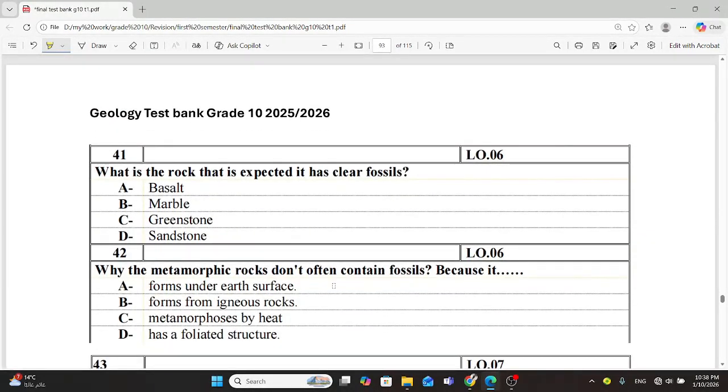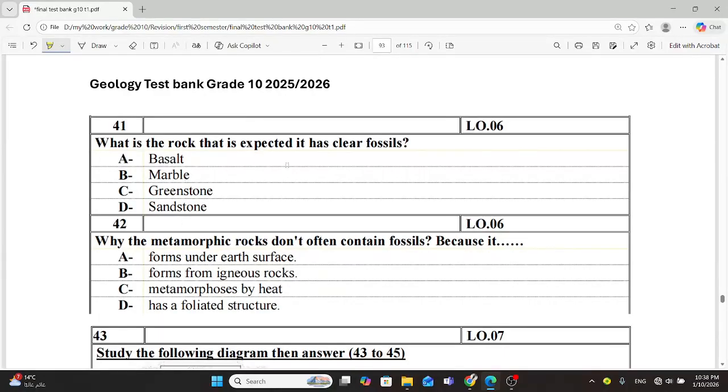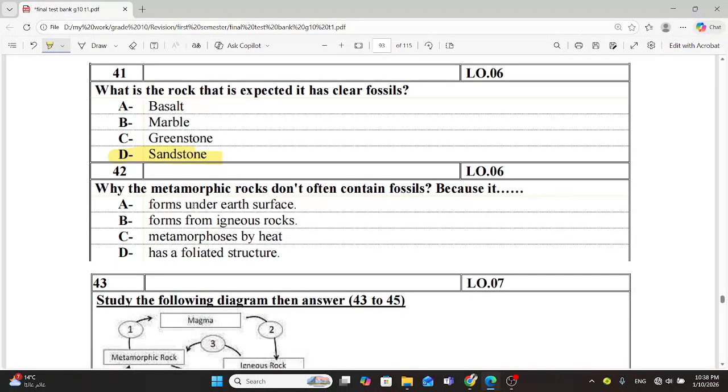طيب بعد كده بيقول لك what is the rock that is expected it has clear fossil هتبقى sandstone. Why the metamorphic rock don't often contain fossil? Because it forms under Earth's surface ولا forms from igneous rock ولا metamorphosed by heat ولا has a floated structure. هتبقى because it metamorphosed by heat.